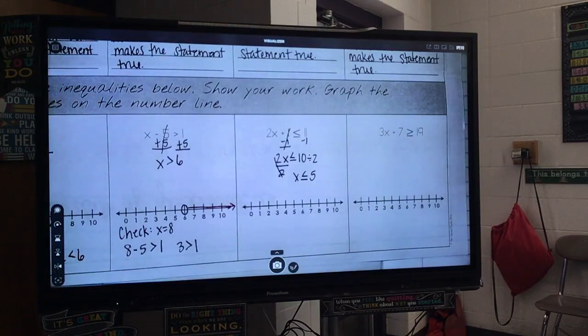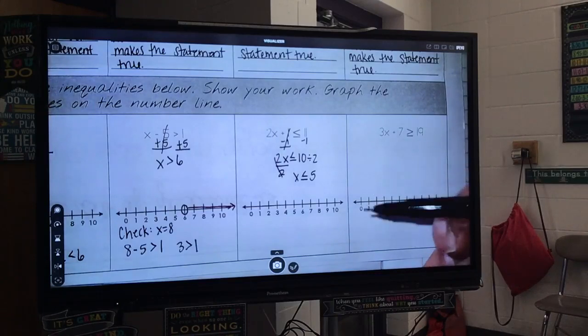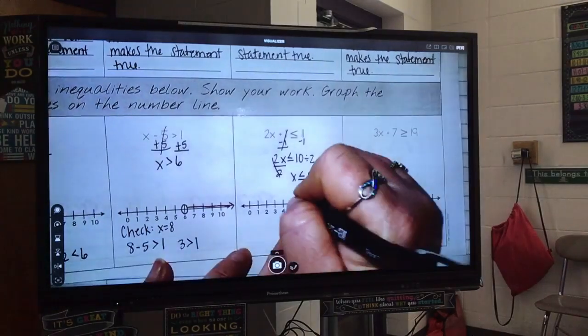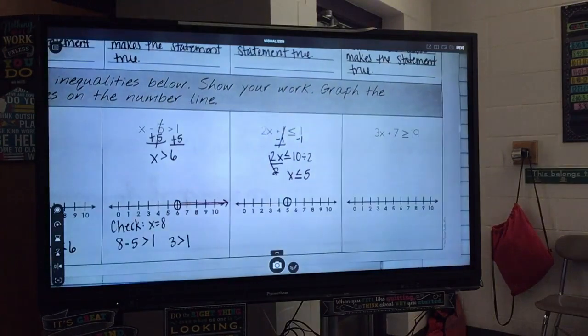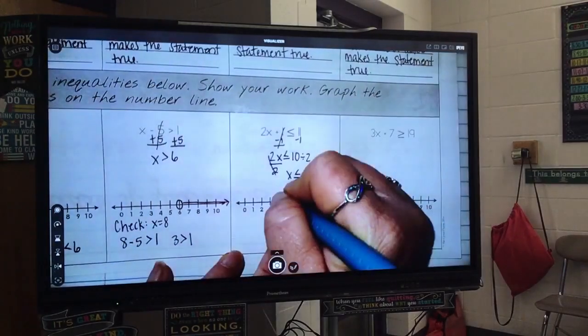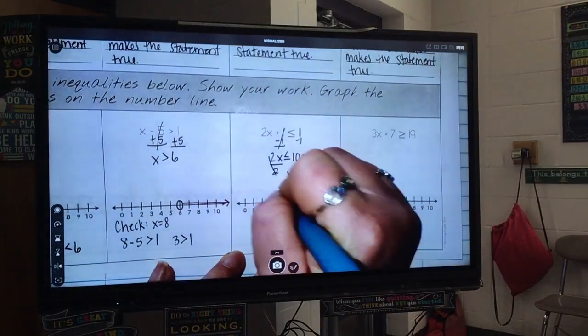We're about to see order of operation in action. Okay? Alright, so we're saying x is less than or equal to 5. So I'm going to put my circle on 5. Raise your hand and tell me, is it going to be open or closed? Christian. And which direction? To the left.